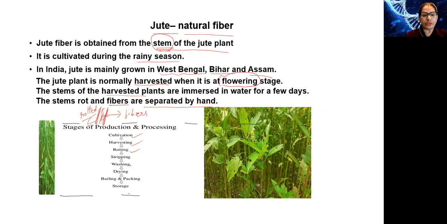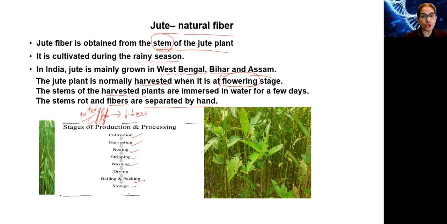Then after that, it is stripping. We are taking out all the fibers from it. Then it is washing. Now these fibers which have been removed have to be washed, and after washing, those fibers cannot be used immediately. Again, they have to be dried. Yes, they undergo the process of drying, and then after that it is baling and packing. That is, the fiber is rolled out into a bale, and it is packed. Then it is stored.